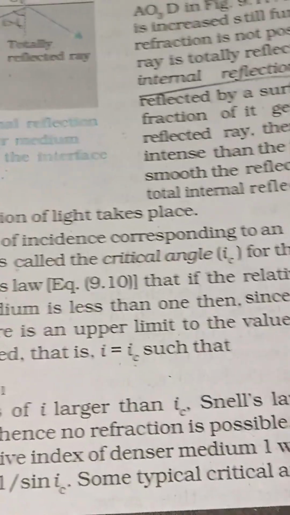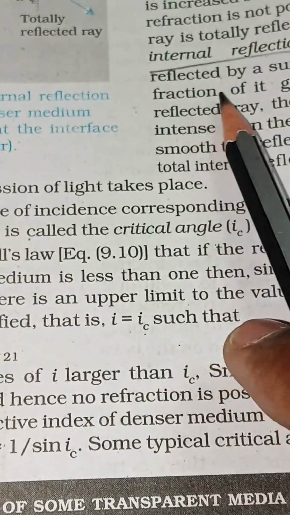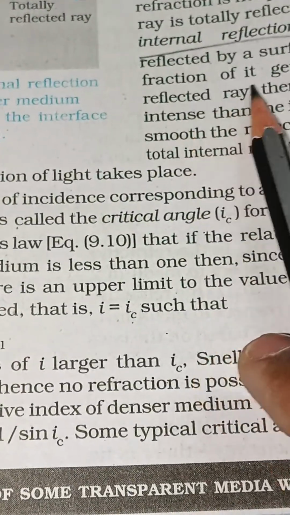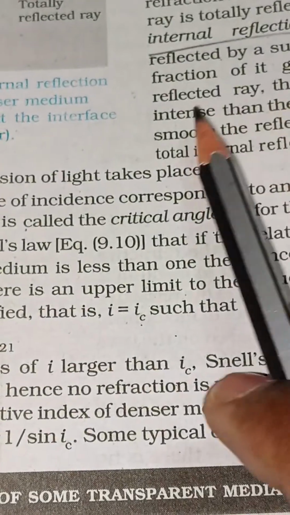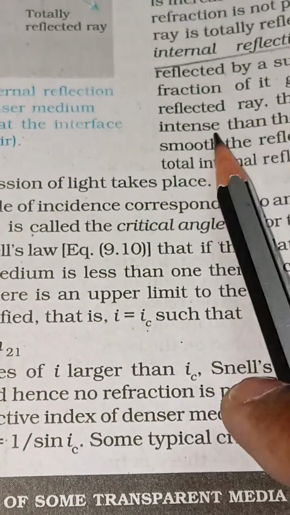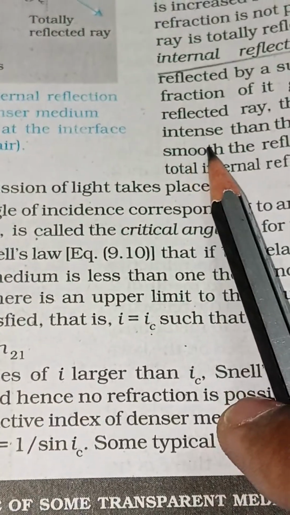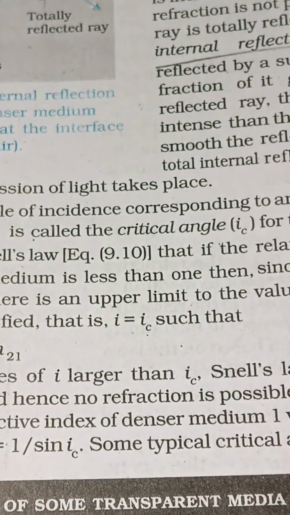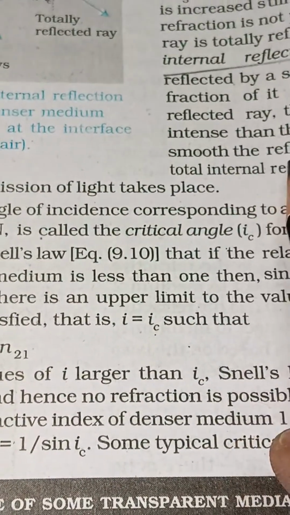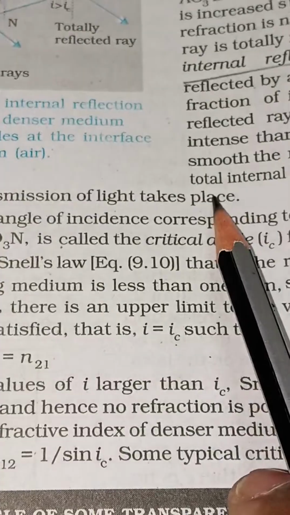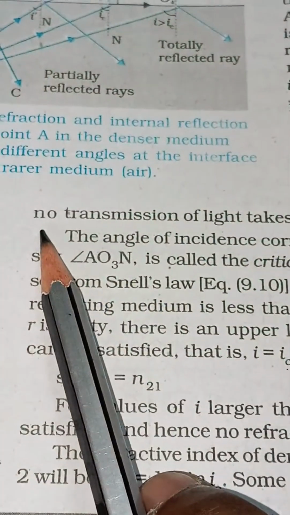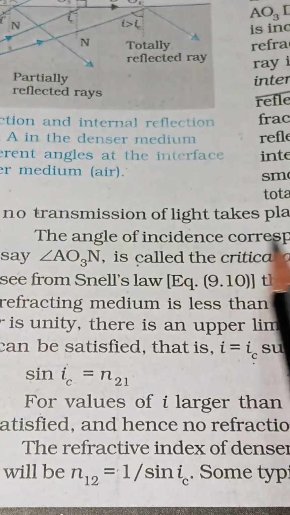When light gets reflected by a surface, normally some fraction of it gets transmitted. The reflected ray, therefore, is always less intense than the incident ray, however smooth the reflecting surface may be. In total internal reflection, on the other hand, no transmission of light takes place.